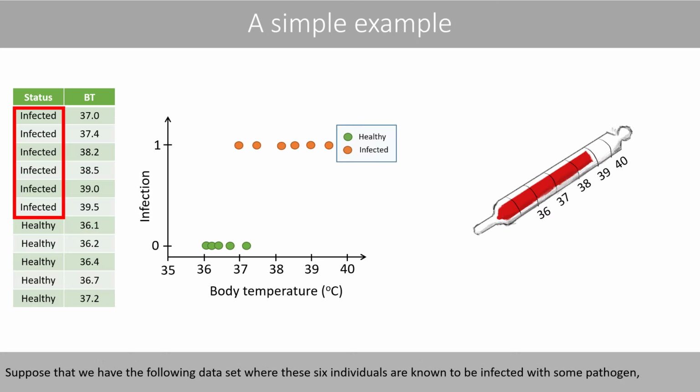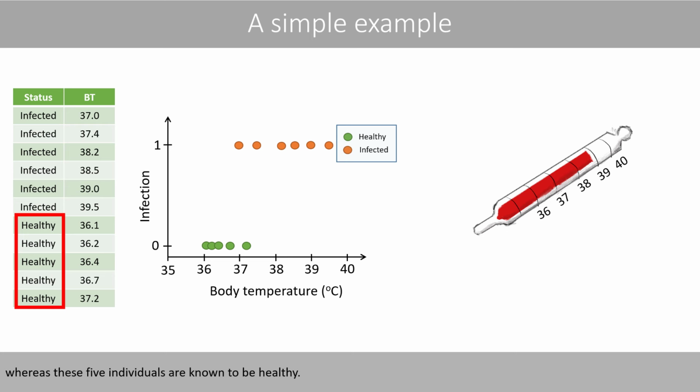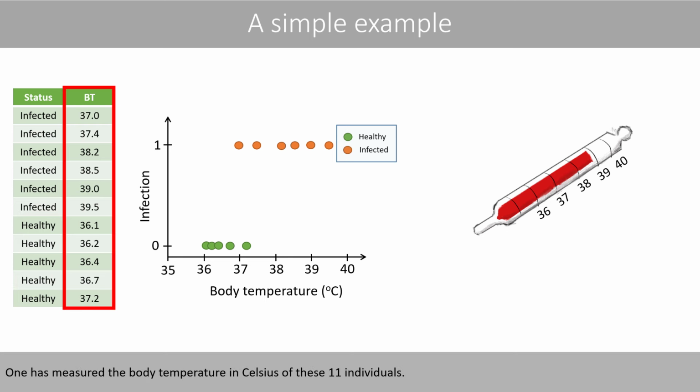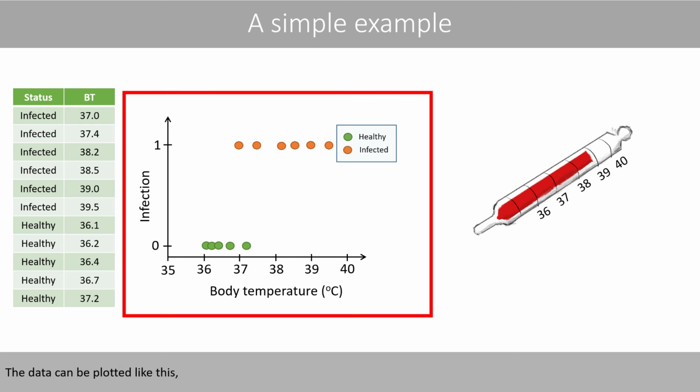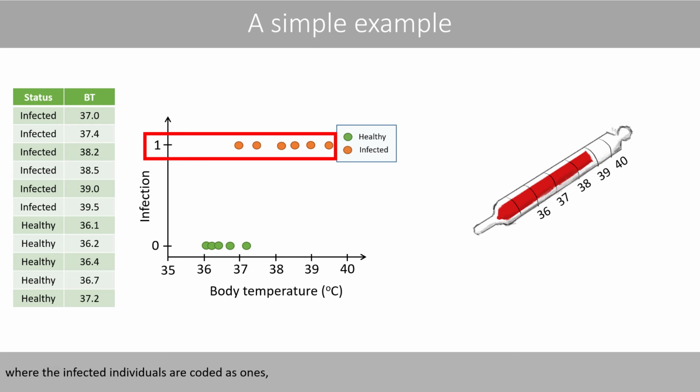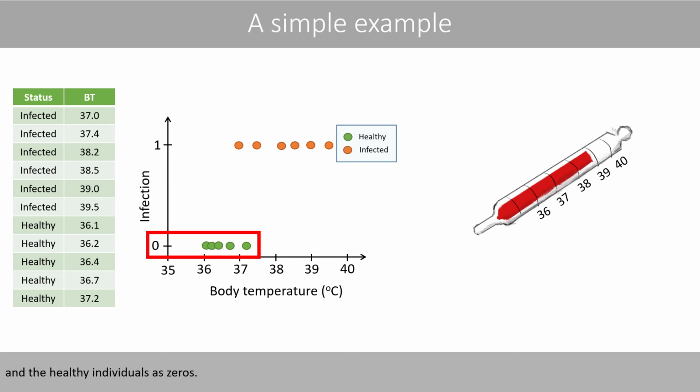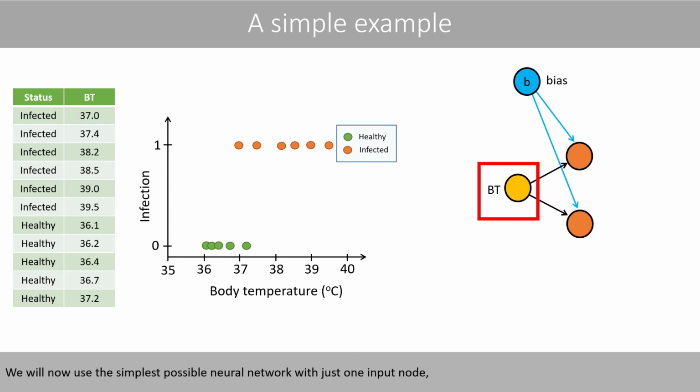Suppose that we have the following dataset, where these 6 individuals are known to be infected with some pathogen, whereas these 5 individuals are known to be healthy. One has measured the body temperature in Celsius of these 11 individuals. Fever is usually defined as a body temperature above 38 degrees Celsius. The data can be plotted like this, where the infected individuals are coded as 1s and the healthy individuals as 0s. We will now use the simplest possible neural network with just one input node and 2 output nodes.